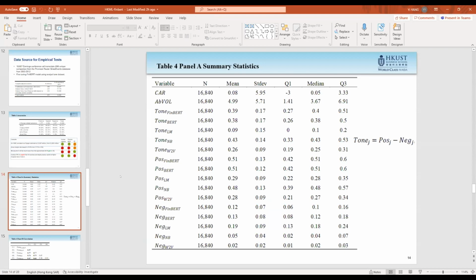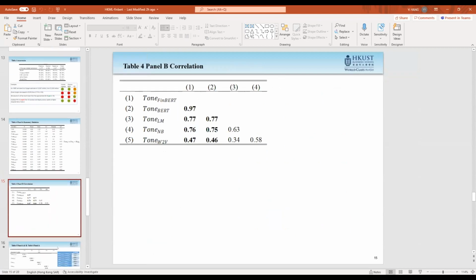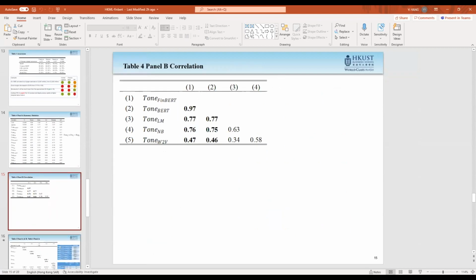Because our goal is to compare the tone derived from FinBERT against existing methods, we compare against the tone of BERT, the tone of the LM dictionary, and the tone derived using naive Bayes as well as the word2vec model. This slide shows the correlation between the tone derived from different methods. We see that the FinBERT tone is highly correlated with the BERT tone, which is not surprising.